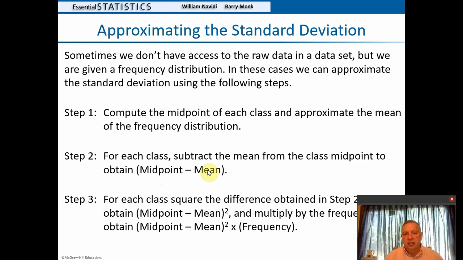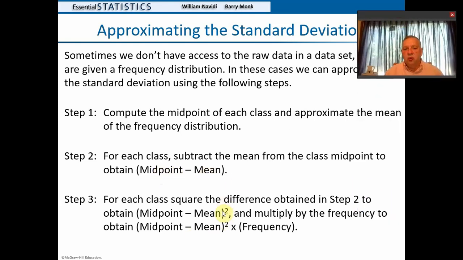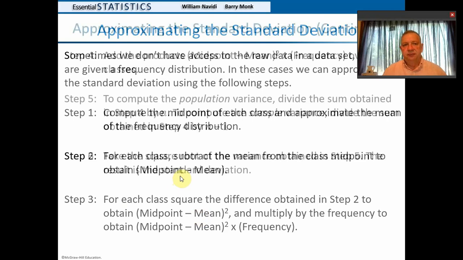Midpoint minus the mean. I'm going to square it. That's the deviation squared. And then multiply by the frequency. I'm going to add up these for each class. And then I'm going to divide it by n minus 1 if it's sample data, or n, which is the sum of the frequencies, if it's population.